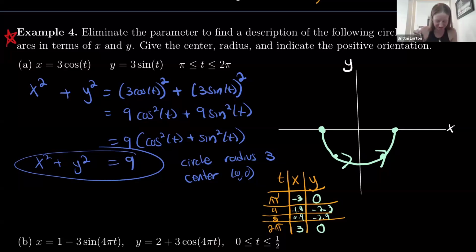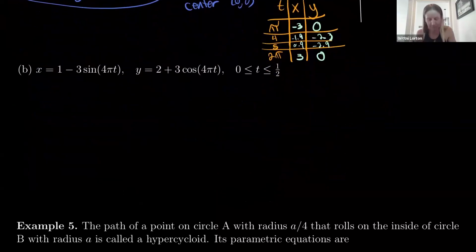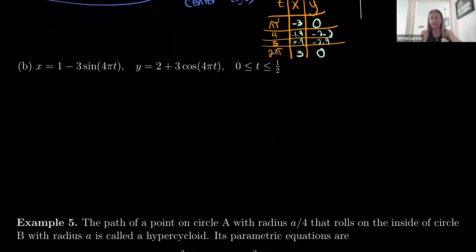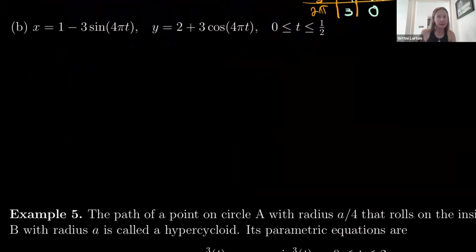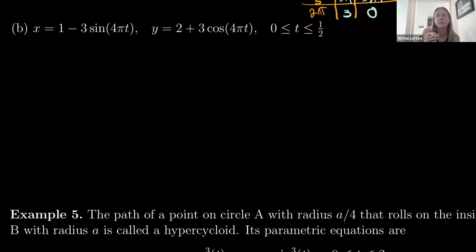Let's do another example. The next one, part B, is the exact same idea, except I have some extra numbers. So it does get a little bit trickier, but we can do it. You can't use those nice trig identities until you have just a sine squared and just a cosine squared. So you do need to do a little bit of manipulation to get just a sine squared and just a cosine squared.